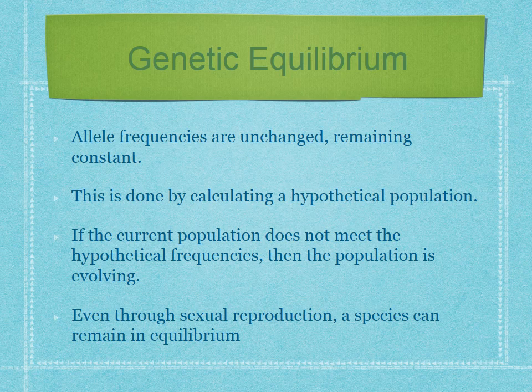So when you talk about allele frequencies and all this, you have to talk a little bit about genetic equilibrium. Essentially, allele frequencies are unchanged and constant in genetic equilibrium. This is done by calculating a hypothetical population. If the current population does not meet the hypothetical frequencies, then the population is evolving. So even through sexual reproduction, a species can remain in equilibrium. It all depends on whether or not they meet this hypothetical population frequency.